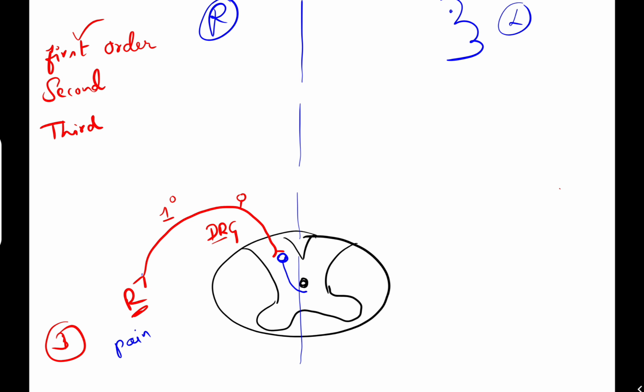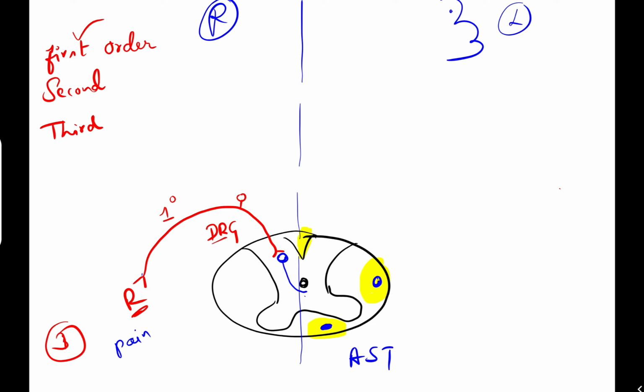On the opposite side, there are 3 things you need to notice. The yellow color I'm drawing is the dorsal funiculus. This is the lateral funiculus. This area is the anterior funiculus. Whenever a fiber goes into the anterior funiculus like this, we call it the anterior spinothalamic tract.